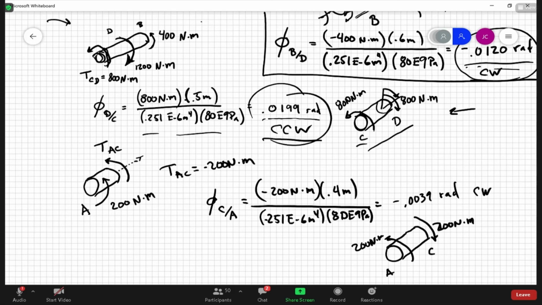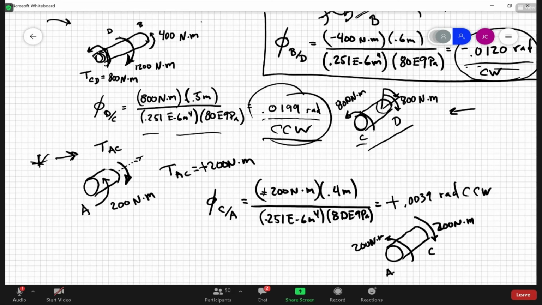Oh, wait, I'm sorry. All right, my apologies. If I use a right-handed rule, sorry, let's go back to here. If I use a right-handed rule, torque TAC should actually be going this way. And if that's the case, it's a positive torque. So this is a positive. And it's actually going counterclockwise. Okay, I'm sorry about that.